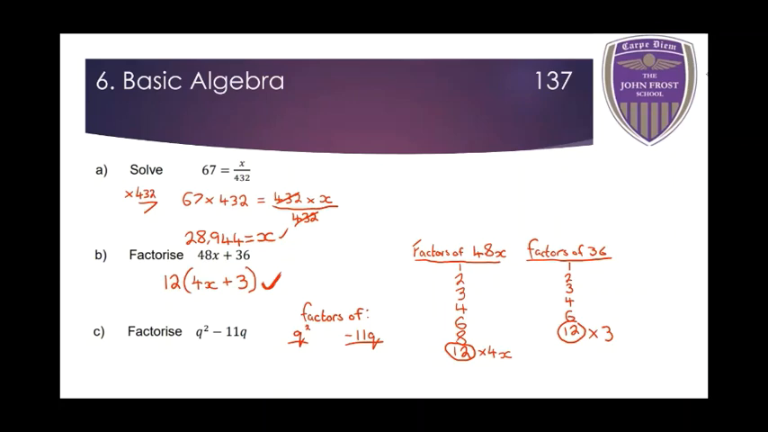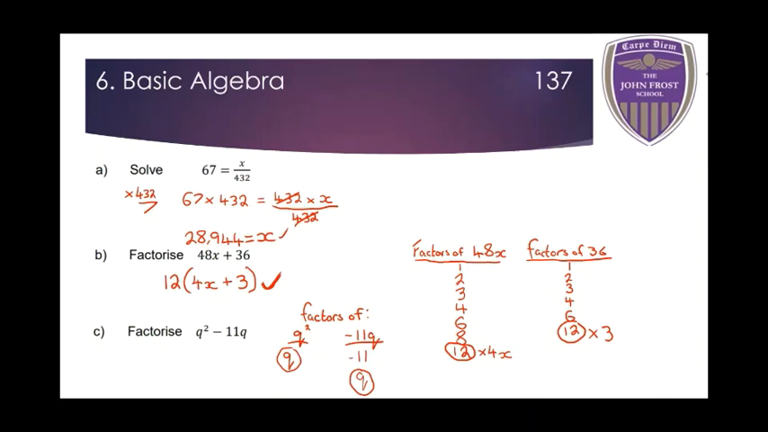Okay, well, what are the factors of q? We've got q, and that's it. That's only one of the factors of q. It's just q. And then for minus 11q, we've got minus 11, and we have got q. Okay. Now the common factor here is q. Okay, so we know that.